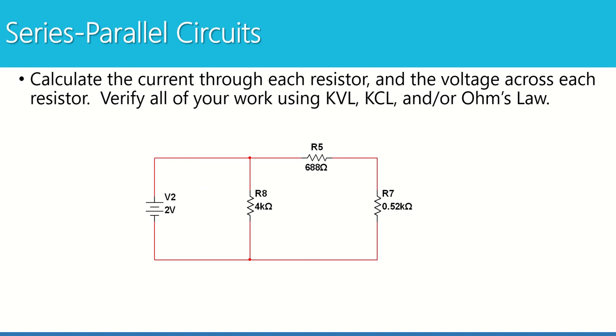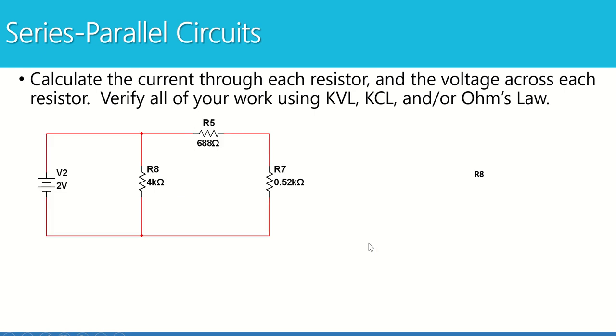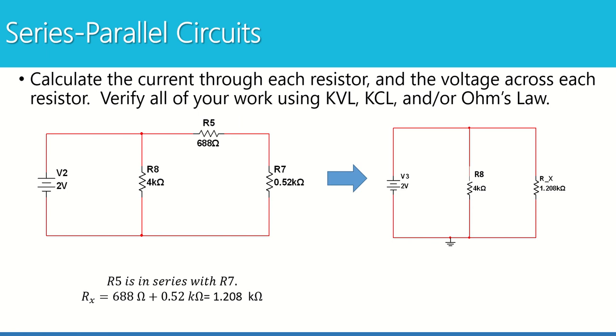Now we're going to move on to a second example where we're going to repeat the same process but with a slightly different circuit. So here's our circuit. We have a 2-volt source, 4 kilo ohm resistor here, 688 ohms there, and 0.52 kilo ohms there. First, if I look at the path of current, I can see that R8 has one path, R5 and R7 have a different path, and they are on the same path. They're in series. I can add those two resistors together and redraw my circuit. So Rx is my first combination. Rx takes the place of R5 and R7.